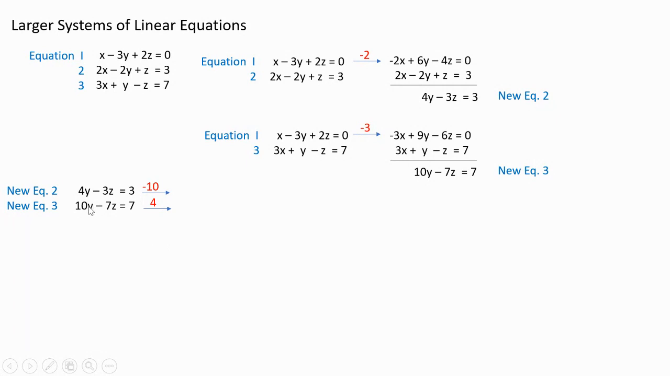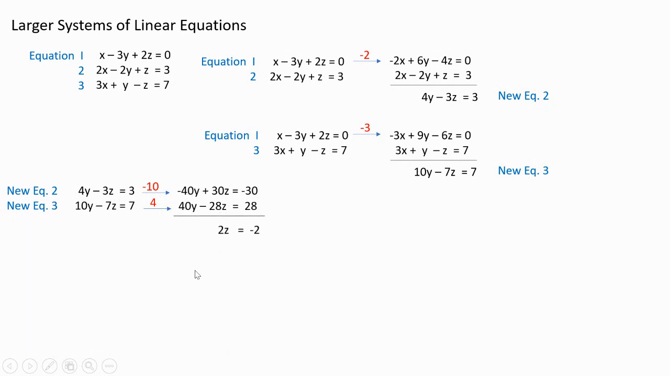But if you know that the least common multiple was 20, then you can use 20, right? If you do that, at the end, you don't have to simplify. So now I'm going to multiply -10 times every term on equation 2. We get -40y plus 30z equals -30. And again, I'm going to multiply 4 times every term on equation 3. So we get 40y minus 28z equals 28, right?